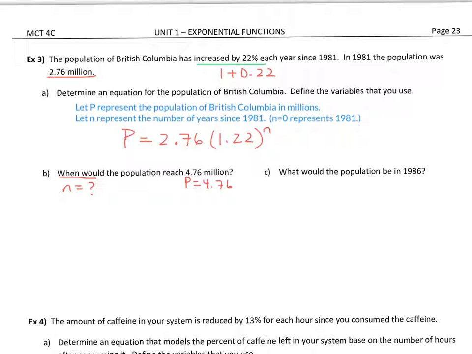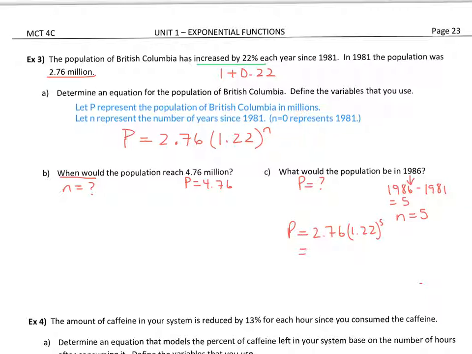For part C, what would the population be? So P is unknown. P is asking for the population in 1986. So if we take 1986 and we subtract that 1981, that gives us the difference of 5. So our value of n would equal 5. So I'm going to calculate the population when n is equal to 5. We just put 5 in where the n is in the equation, put that in the calculator, and we'll get an answer for that.